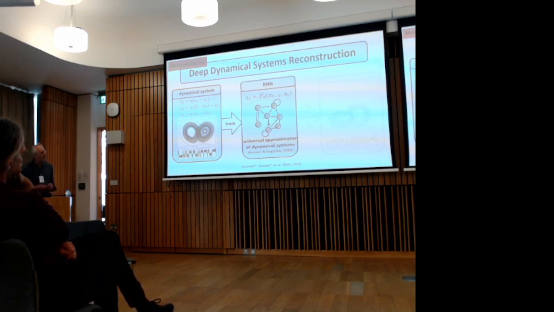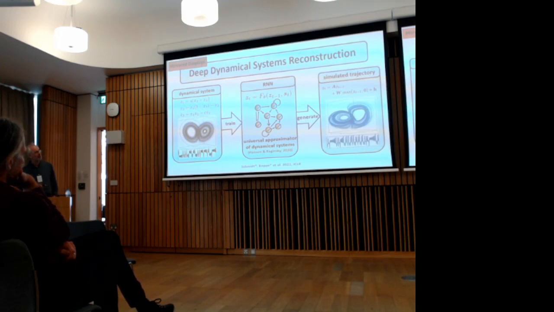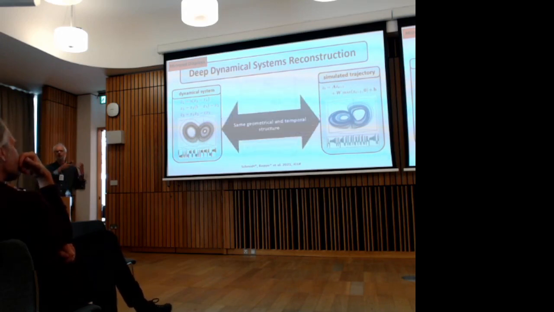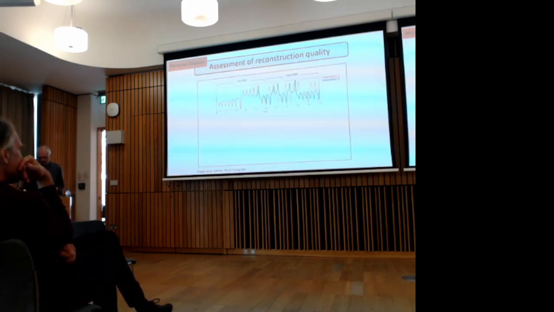By that, I mean that we might want to train recurrent neural networks on time series observations from that system. Recurrent neural networks are known to be universal approximators of dynamical systems. And then after training, you want to be able to generate new trajectories, or simulate trajectories, from the trained system that have the same geometrical and temporal structure as your original data. And that's actually quite important. So how do we assess reconstruction quality? That's, in my mind, a very important point that is sometimes overlooked in machine learning.